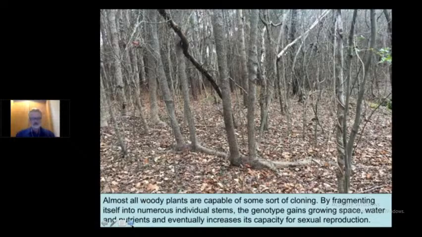However, if this tree happens to have 55 stems, there's 55 stems that can now flower in all different places. And if it stretches over a quarter of a mile from the creek all the way up to the uplands, it now has a broad area where it can have individual flowering parts, and it can exchange genetic material with any number of different plants. It increases its capacity for sexual reproduction later on by having more total stems.